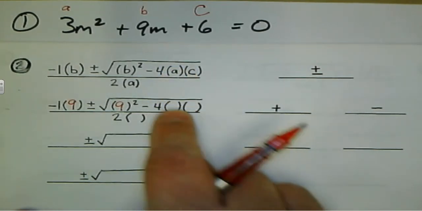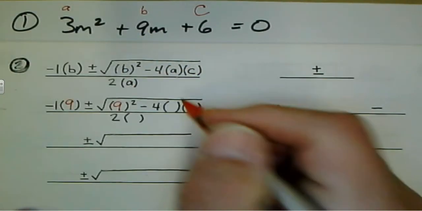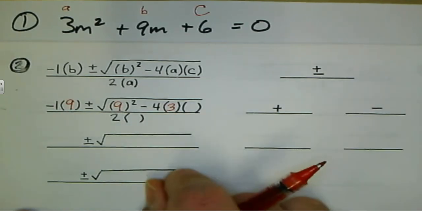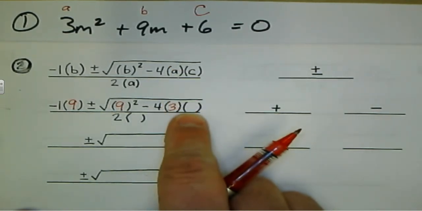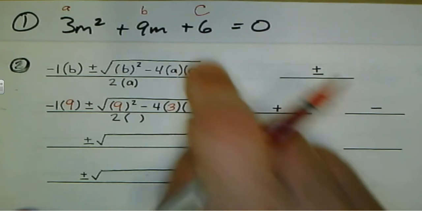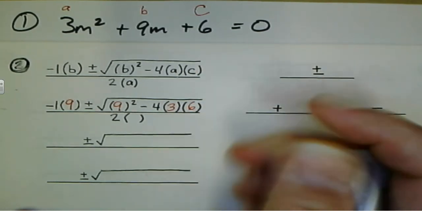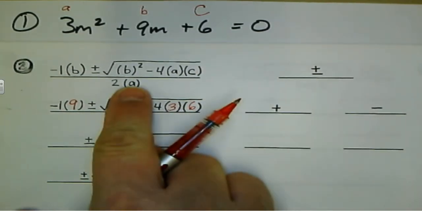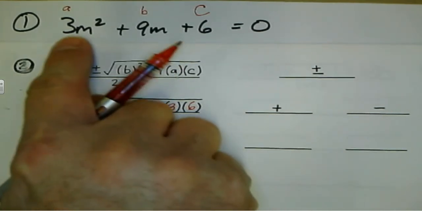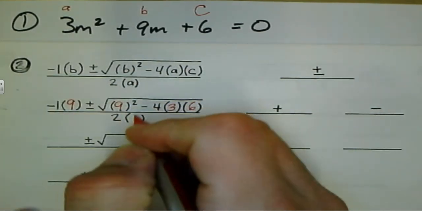Now I have a. Well, I look up what is a. A is 3. So I put 3 in there. I see that that is c. What is c? C is 6. And down at the bottom, I still have that a. Well, what is a? A is 3. So I put 3 in there.